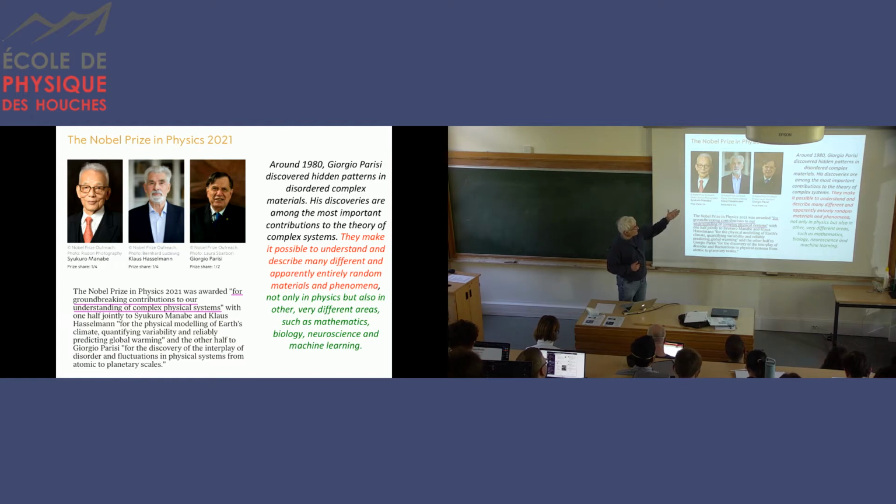His discoveries, and the discoveries made by the people who contributed a lot, are among the most important contributions to the theory of complex systems. They make it possible to understand and describe many different and apparently entirely random materials and phenomena, not only in physics, but also in other very different areas, such as mathematics, biology, neuroscience, and machine learning.